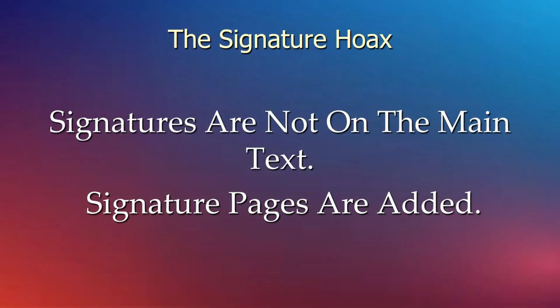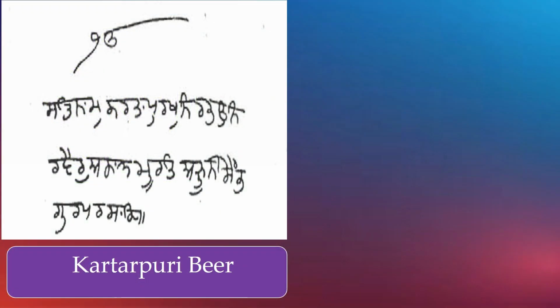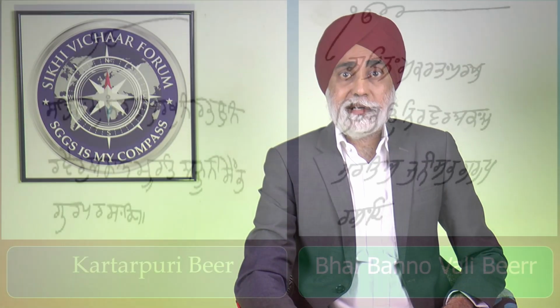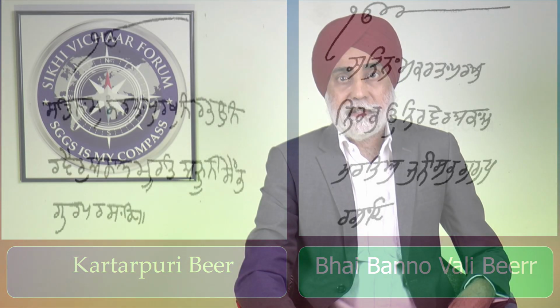So what this means is that these so-called signatures on these beads are not on the pages within the main text. They are on a different page, and that page is added to the bead and framed in. This is the signature of Guru Hargobind Pacha as claimed in the Kartarpuri bead on page 540. This one is the signature of Guru Hargobind Ji in the Pai Banno Wali bead. As you can see, they are starkly different.